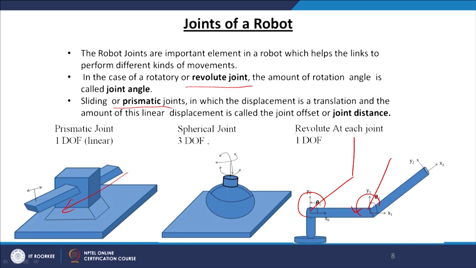So, here there is a revolute joint, and at each joint there is 1 degree of freedom. So, one rotation is available at each joint, and totally this picture has 2 degrees of freedom because there are 2 revolute joints. And here it is a spherical joint. It can rotate in all 3 perpendicular directions. So, this is 3 degrees of freedom at a particular joint, and it is called the spherical joint.